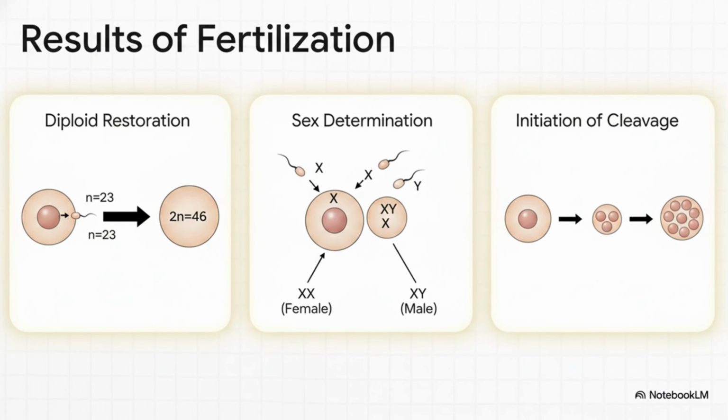Fertilization accomplishes 3 huge things. First, it restores what we call the diploid number of chromosomes. Basically, it brings the 23 from the egg and the 23 from the sperm together to make the full set of 46, the complete genetic blueprint. Second, it determines the sex of the embryo. If the sperm carried an X, it's XX, female. If it carried a Y, it's XY, male. And third, it provides the spark to kickstart cleavage, which is just the first series of rapid cell divisions.